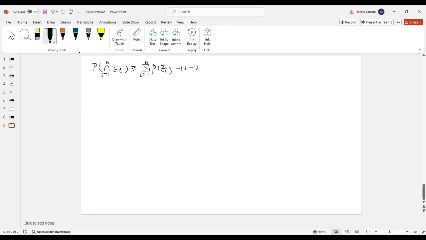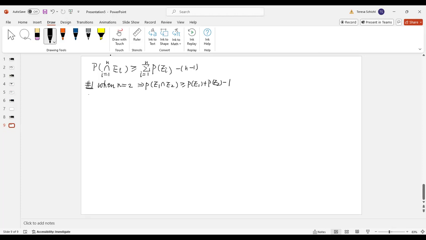The first step in the induction method is to show that when n equals 2, this is true. When n equals 2, I need to prove that the probability of E1 intersect E2 is greater than or equal to the probability of E1 plus the probability of E2 minus 1, since 2 minus 1 is 1. I need to show this.